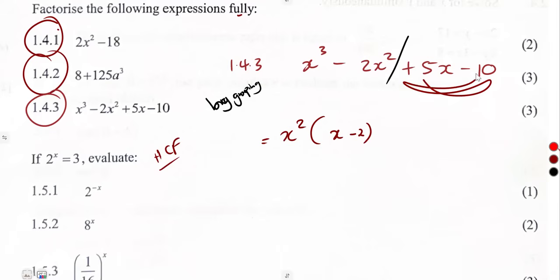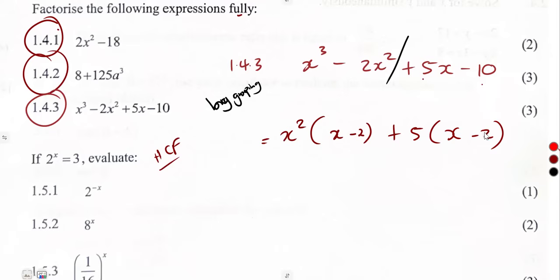For these last 2 terms, 5 is common. That's our highest common factor actually. So you factor out plus 5. 5x divided by 5, that's x. Minus 10 divided by 5, that's minus 2.